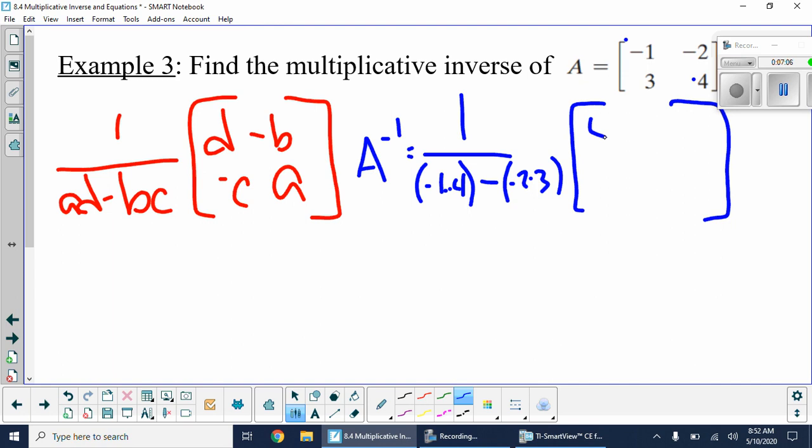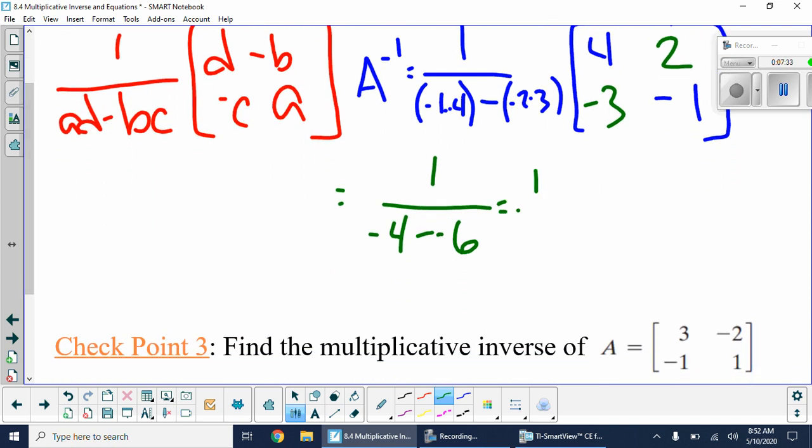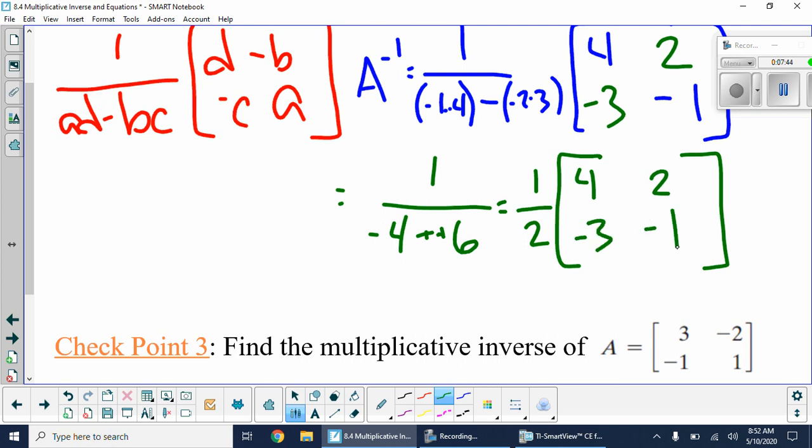We have 4 and negative 1, they switch. And then those two numbers switch signs, so it's going to be a positive 2 and a negative 3. All right, so on the bottom we have 1 over negative 1 times 4 is negative 4, minus negative 2 times 3 is a negative 6, which comes out to equal a 1. It comes out to 1 over 1 times the matrix that we just wrote down, 4, 2, negative 3, negative 1.